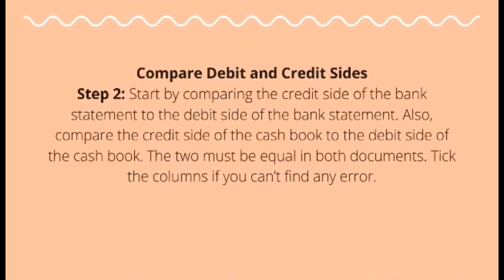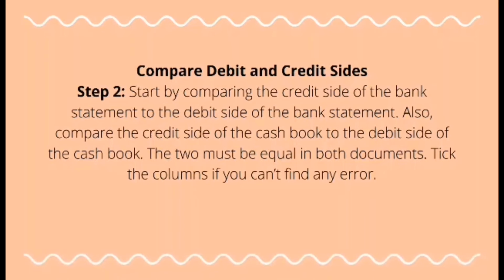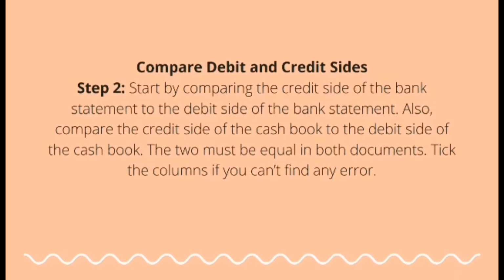Step 2. Start by comparing the credit side of the bank statement to the debit side of the bank statement. Also, compare the credit side of the cash book to the debit side of the cash book. The two must be equal in both documents. Tick the columns if you can't find any error.